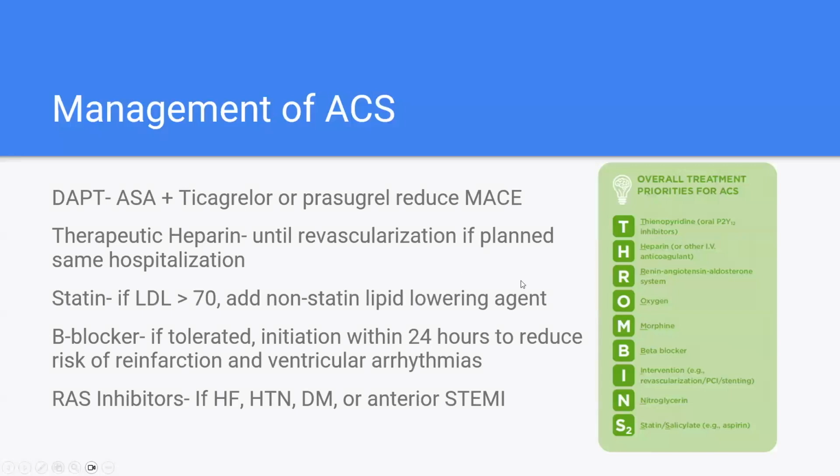Skipped right through it. So the mnemonic that I found that I liked is THROMBINS. So T, that's thienopyridine, basically the other oral antiplatelet agents. H for heparin, R is the RAS system to consider, O oxygen, M for morphine, B beta blocker, I, you're going to revascularize, you're going to intervene, N nitroglycerin, and S for statin and salicylate, which is aspirin. So THROMBINS, I like.